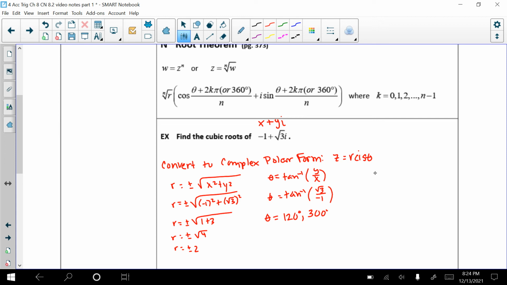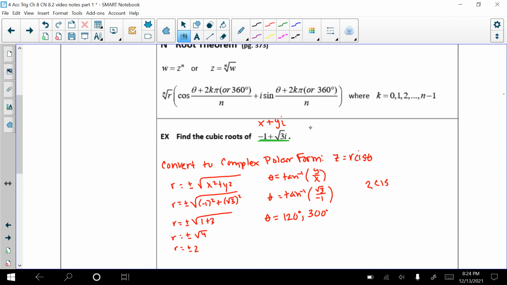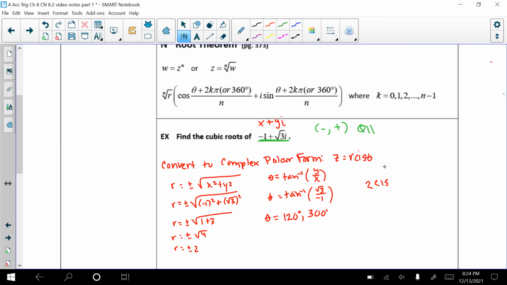Okay, now putting that all together to create our complex polar version of our original problem, my r value is 2, cis. And then what I want to make sure I've thought about is the fact that for x, it's negative, and for y, it's positive. That refers to quadrant 2. So I need to make sure my complex polar information I'm matching up together will still represent quadrant 2 as well. So if I pick 120 degrees, that happens. Because 120 degrees lands in quadrant 2, matching it up with a positive r value keeps you in quadrant 2.